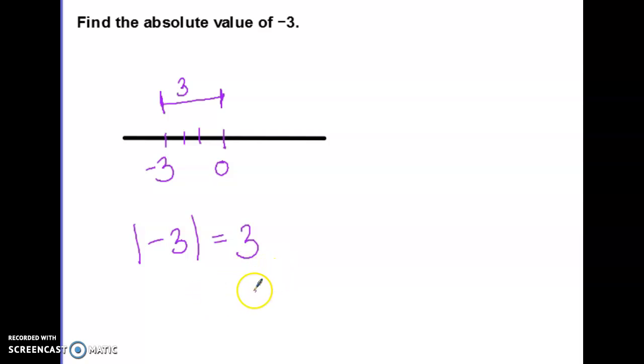Absolute value can never be negative. Your answer of an absolute value equation will never be negative.